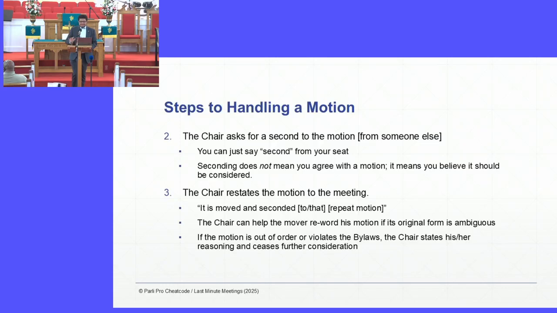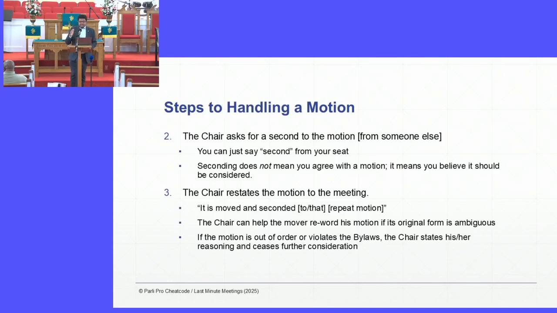The third step, so someone makes the motion, someone else seconds it. The third step is the chair is going to state that motion, right? And so, like I said, it's 6 steps. The first 3 are very quick. Someone makes a proposal. Second. Okay, it's a move to close the parking lot, right?